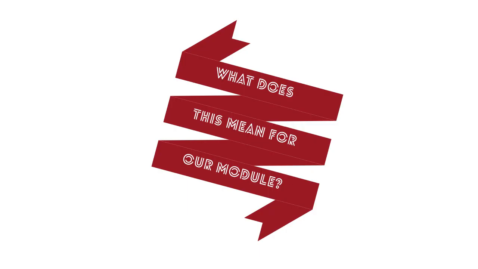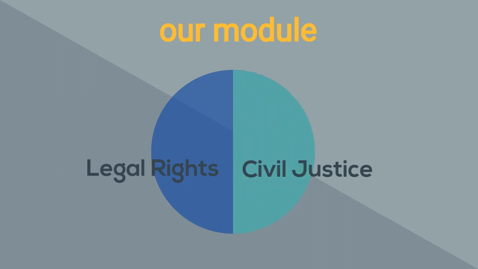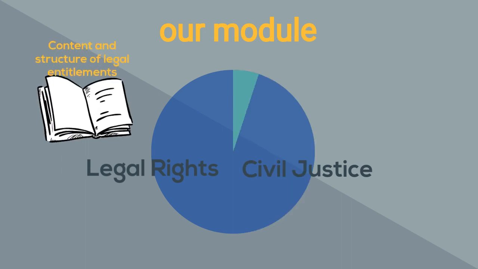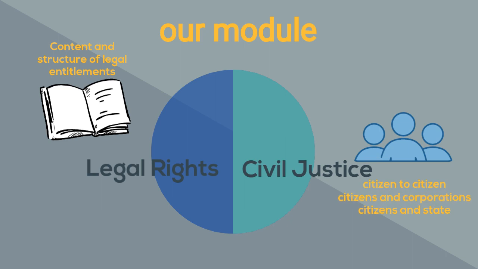It is with a concern for the substance of civil rights that this module has a broader interest in civil justice than that of procedure and access to justice. Our focus is on both legal rights and civil justice, and it combines attention to the content and structure of legal entitlements, as well as the role these rights play in shaping social and economic relationships between citizens and corporations, and between citizens and the state.